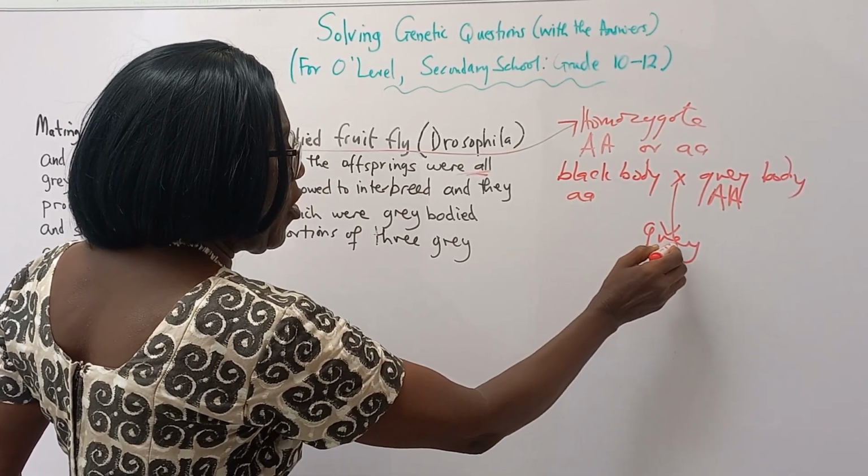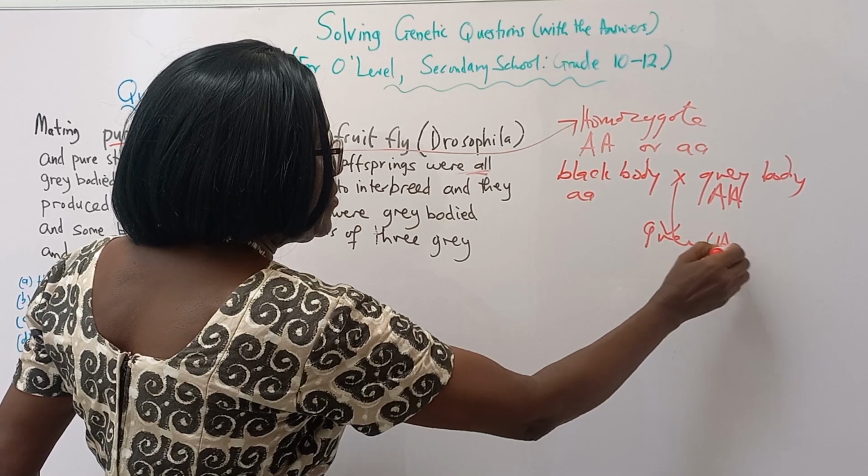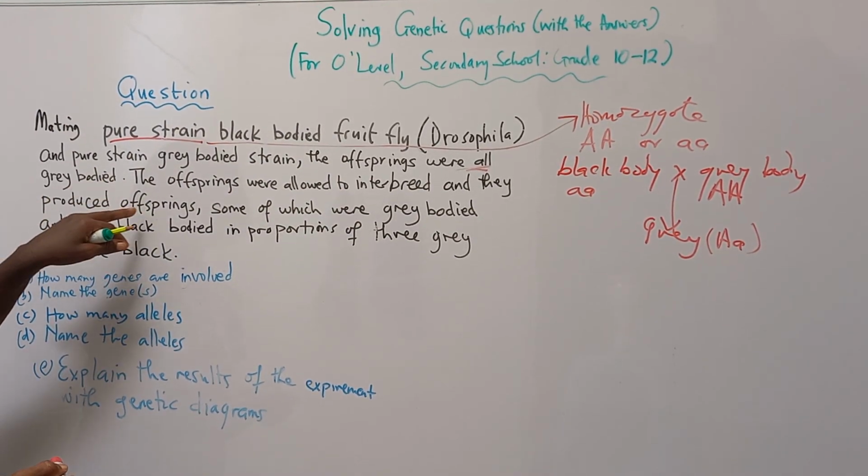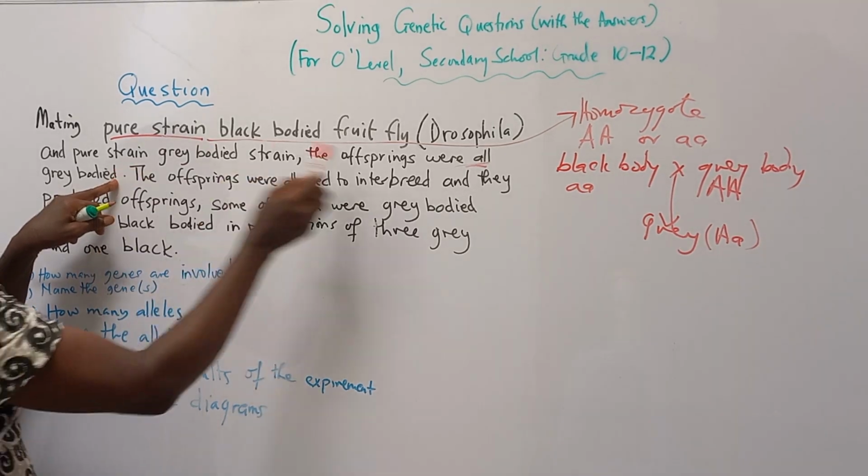So the parents will be big A, and small a. Otherwise, you won't have all gray. So all gray, you have big A, small a. This is the information we get from this line.